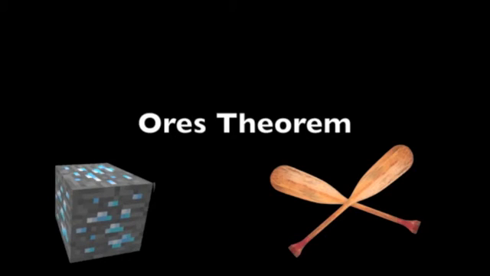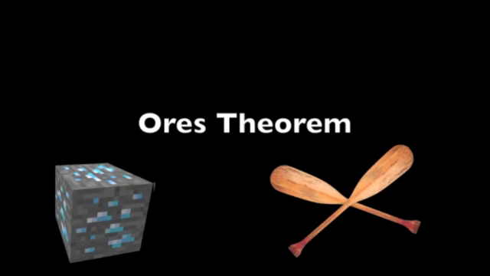One theorem, notably Ore's theorem, gives us a sufficient condition for a graph to have a Hamiltonian path or cycle. It states that a graph with sufficiently many edges must contain a Hamiltonian cycle.